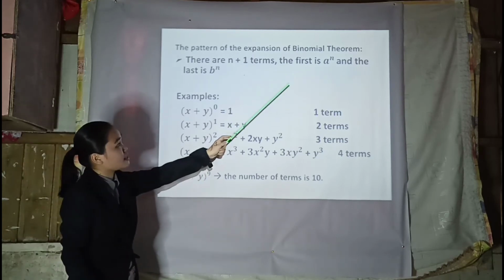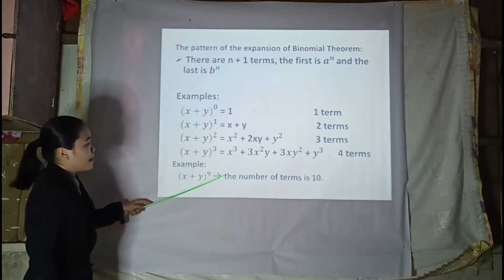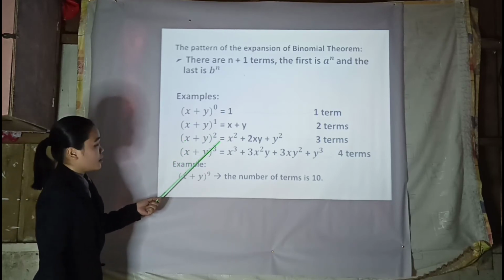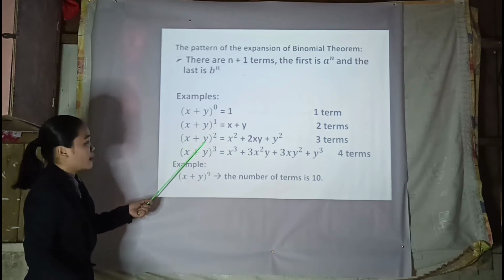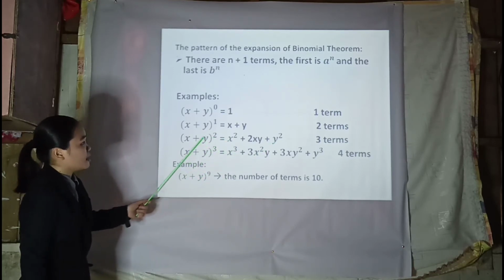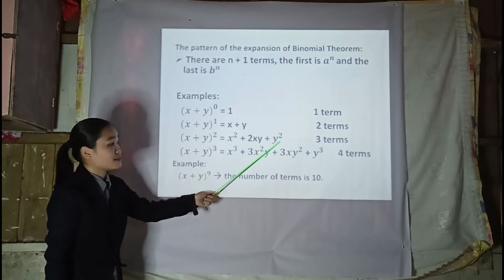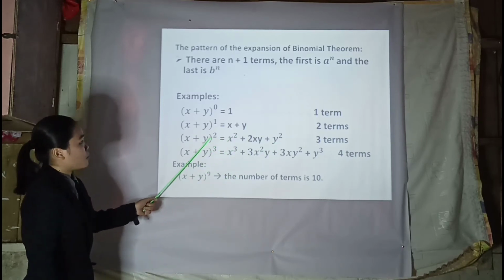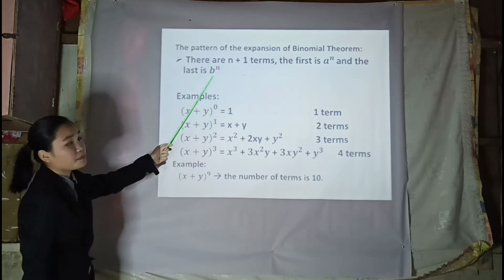This statement, the first is a raised to n and the last is b raised to n. So, in this example, as you notice, for example here, x plus y squared. Our a here is the x and our b here is the y. As you can observe in our answer, the exponent or the n in the given expression is the exponent also of the first and the last term. The first and the last term have the same exponent. So, a raised to n for the first and the last is b raised to n.